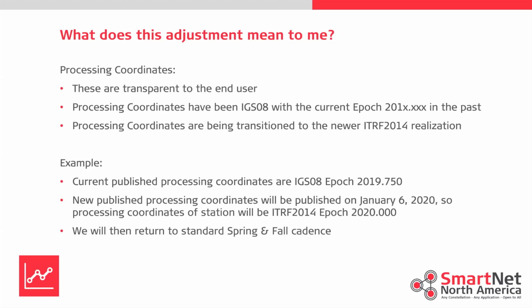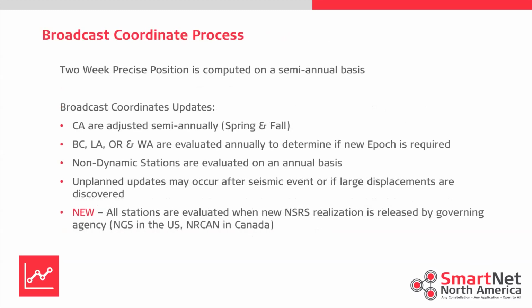So we're currently at 2019.750. These new ones will be published on January 6th. So it'll be ITRF 2014, epoch 2020. We will then return to our standard spring and fall cadence. So again, in the April, May timeframe, we'll adjust to ITRF 2014, epoch 2020.250, and so on and so forth as we go through time, just like we have in the past. But again, when we update these, they're not reflected to you as a user, except for improving the quality of the network correction. The things that do affect you are when we really change or update the broadcast coordinates.